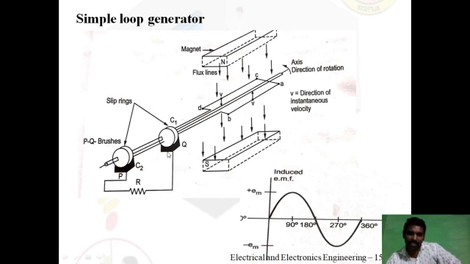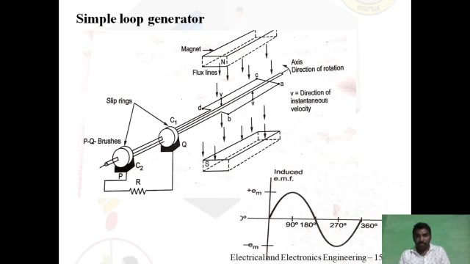The brushes are made up of carbon and are glazed, and they are placed on, or rest on, the slip rings. In turn, the brushes, P and Q, are connected to a resistive load. You can observe P is connected to the resistive load, and Q brush is connected to the resistive load. So this completes the loop.